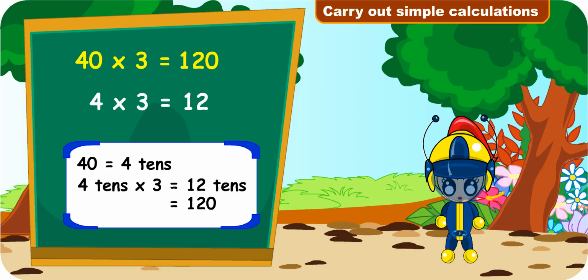Turbo Girl, what can you tell me from this? I noticed that when 4 changes to 40 in the question, the answer changes from 12 to 120. Good observation. Thus, we can simplify the question by removing the 0 temporarily and work with the remaining digits first. Once we have the answer, we will write the 0 behind the answer.